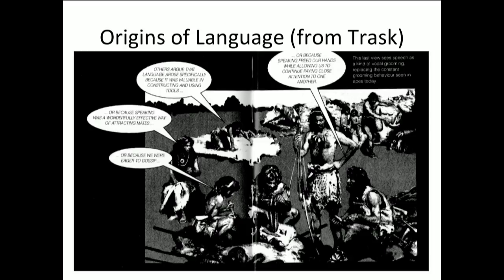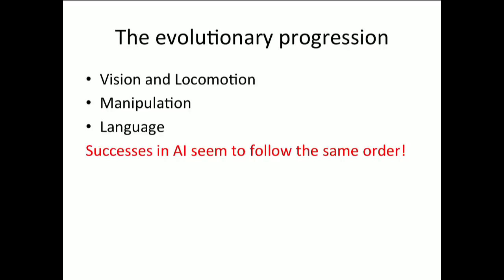This is sort of a cartoon figure which has various theories on language developed for gossip or for coordination among hunter-gatherers working together, etc., etc. Okay, but this is speculation. So roughly speaking, here's the story. We have the development of vision and locomotion like 550 million years ago. Manipulation refers to the hand, right? Language, and then successes in AI seem to follow the same order.